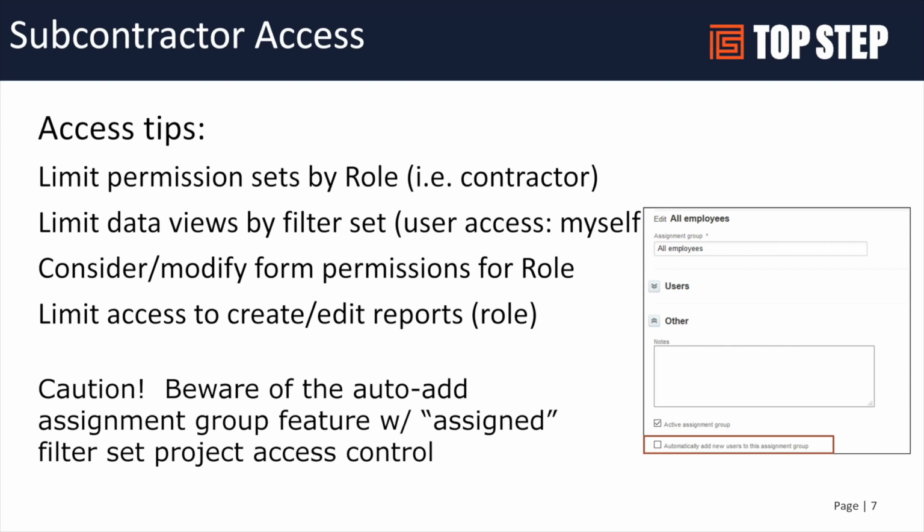One gotcha that we've run into with customers: a feature was pushed out probably a couple of years ago where you can mark an assignment group as automatically add users to the group. This is really handy if you have an all-employee assignment group that you're using maybe on your internal projects. You create a user, and all of a sudden that user gets added to the group. You don't have to take any action or remember to do so. But it could also come to bite you if you don't remember to remove the contractor from that group when you create them. So be careful there.